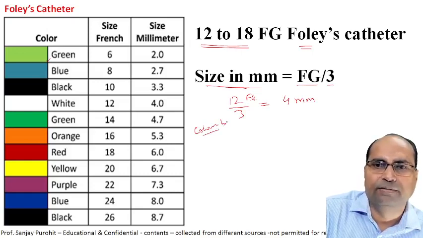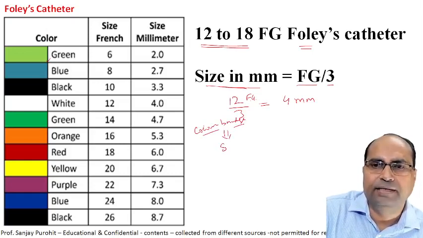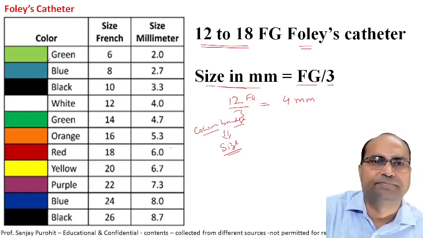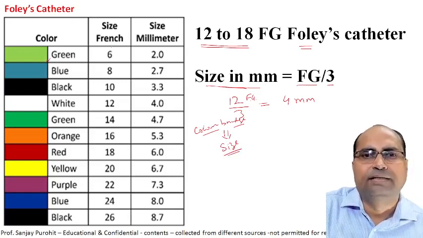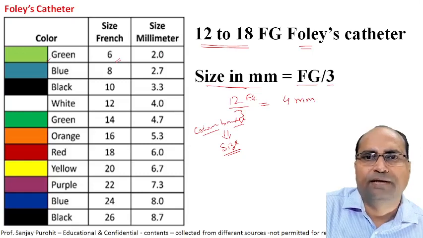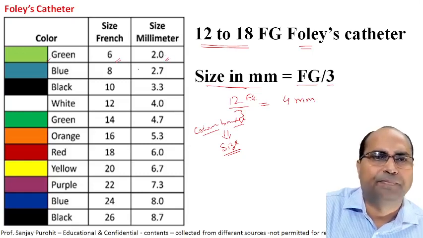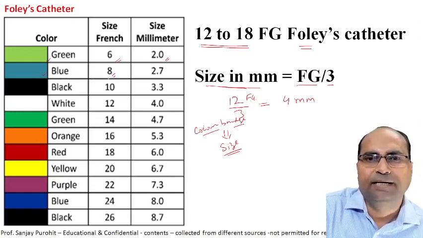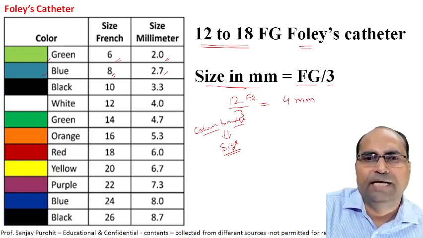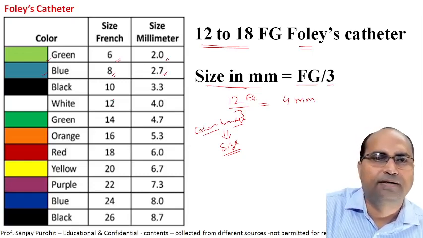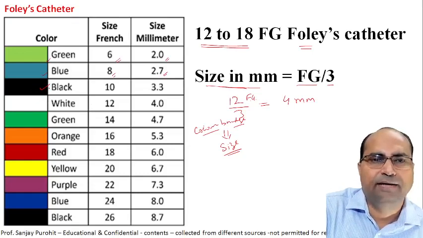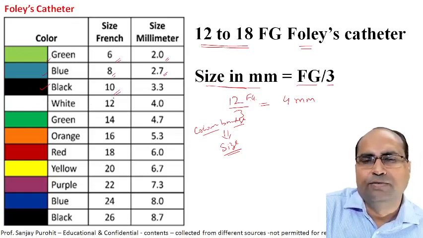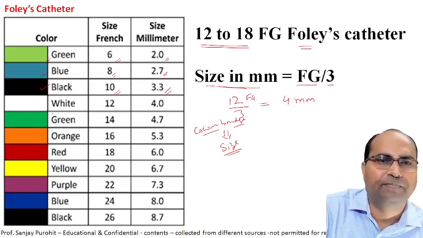The color band present on the balloon port indicates the size of the catheter. If it is green in color, the size is 6 French gauge. If it is blue, the size is 8 French gauge, 2.7 mm. If the color is black, the size number is 10, size in mm 3.3 millimeter.